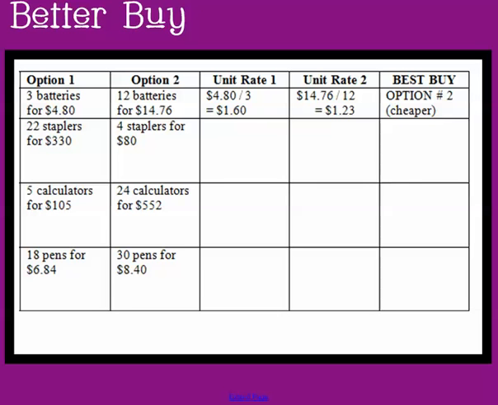So we'll get both of these down to the unit rate, the cost per battery. We take $4.80, divide it by the 3 batteries for option 1, and we find out we're paying $1.60 per battery. In the second option, we'll divide $14.76 by 12, and that tells us we're paying $1.23 per battery. So because that's less than the first option, option 2 is the better buy. So at this time, pause the video, copy this table, see if you can figure out which option is the better buy for each row.